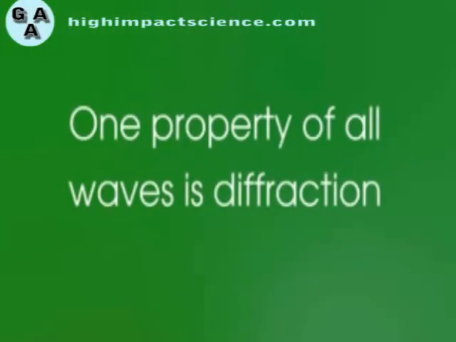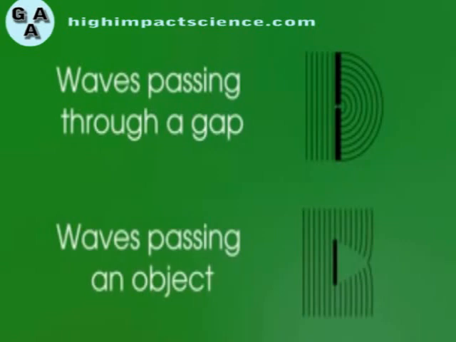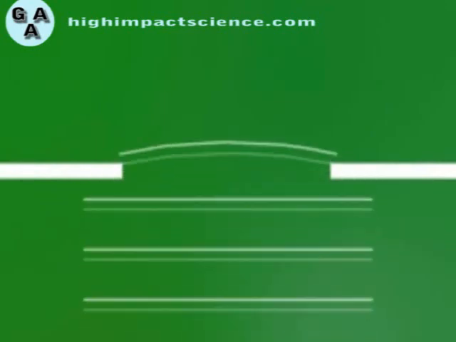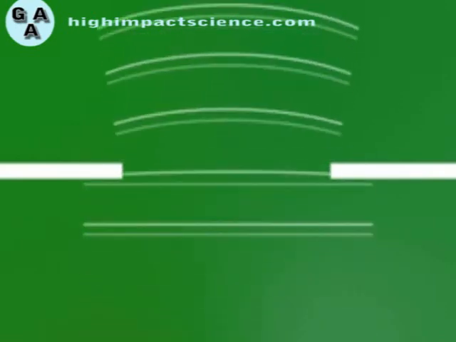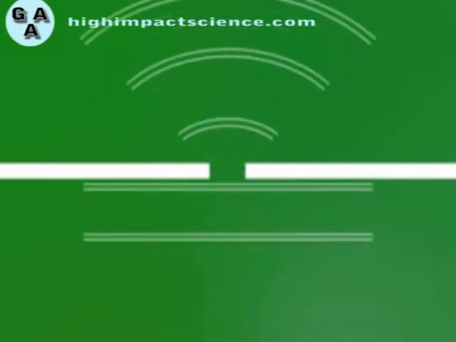So one of the properties of waves is diffraction, and this is where waves spread out at the edges or diffract when they pass through a gap or go past an object. For water waves, we can see the diffraction happening here. When the gap is bigger than the wavelength, we don't get much diffraction. But as we decrease the gap, there is much better diffraction, until the gap is equal to the wavelength when we get maximum diffraction.